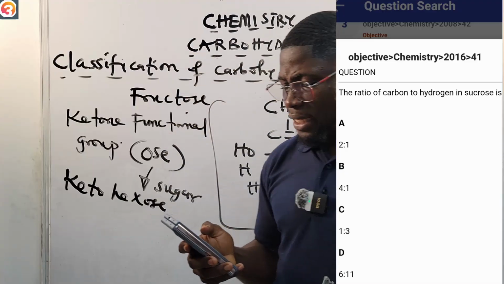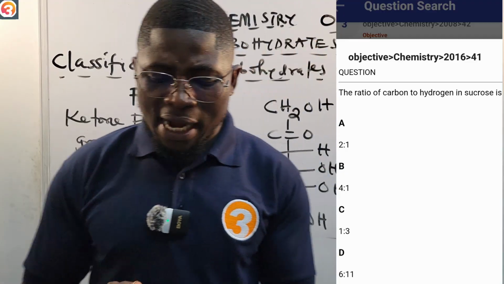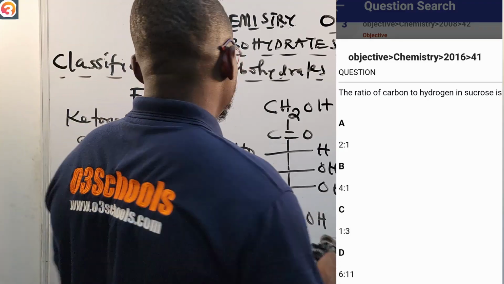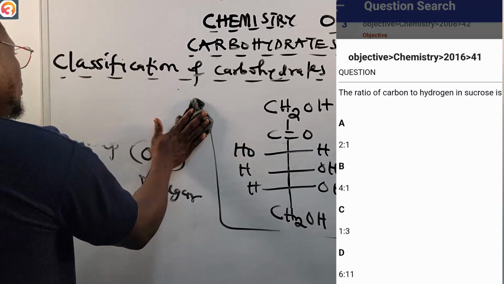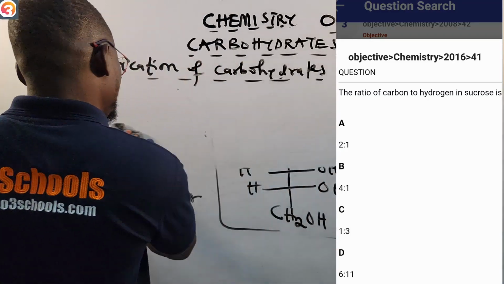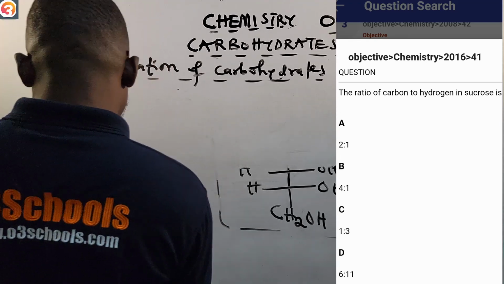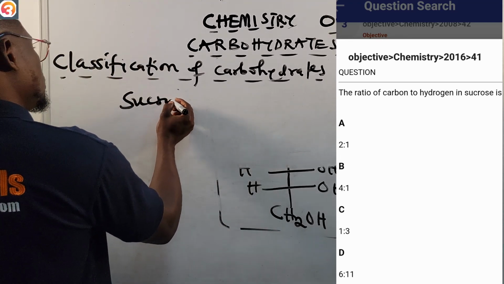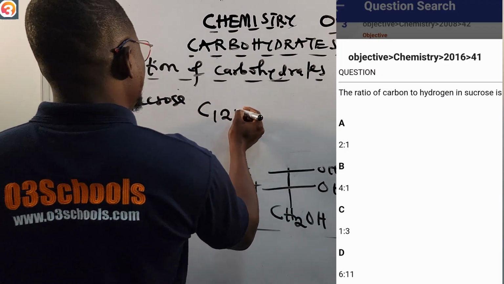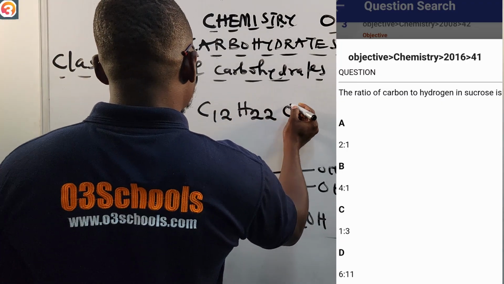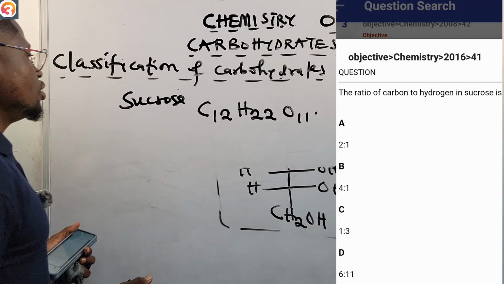Now, 2016 number 41. They say the ratio of carbon to hydrogen in sucrose. Okay, the formula of sucrose. Sorry, I didn't actually give you the formula of sucrose. Sucrose is C12H22O11.